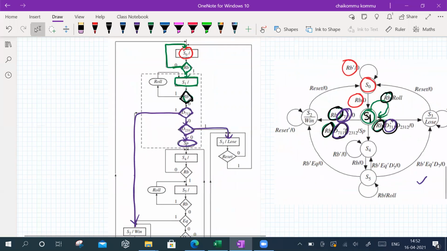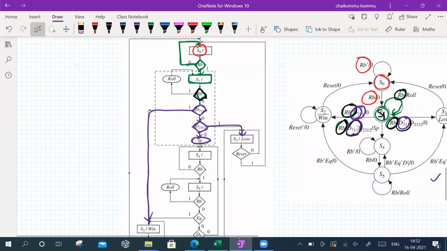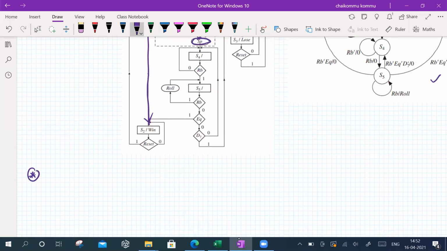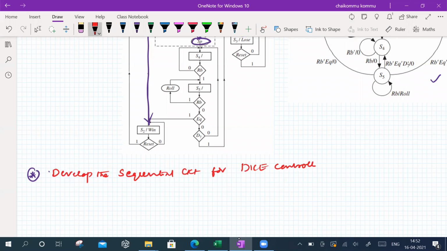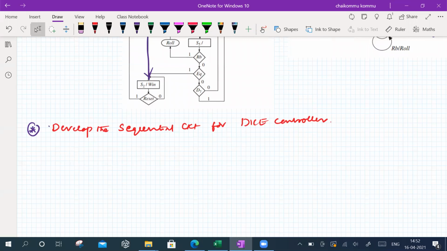Now please take it as an assignment: for this SM chart, draw the mathematical equations. Develop the sequential circuit for the dice game controller.